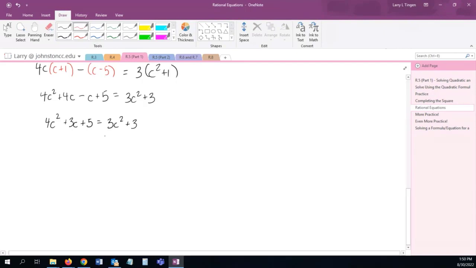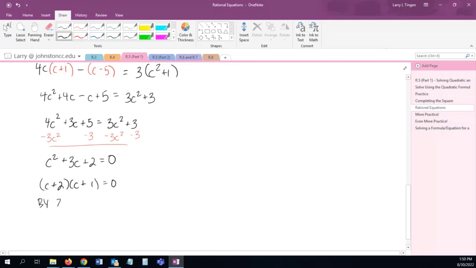I'm going to get everything on one side. So subtract 3c squared, subtract 3. Make sure I'm only doing it to the term that is like. 4c squared minus 3c squared is c squared plus 3c. 5 minus 3 is 2. And now does this factor? Two things that multiply to 2 and add to 3? Absolutely. c plus 2 and c plus 1.